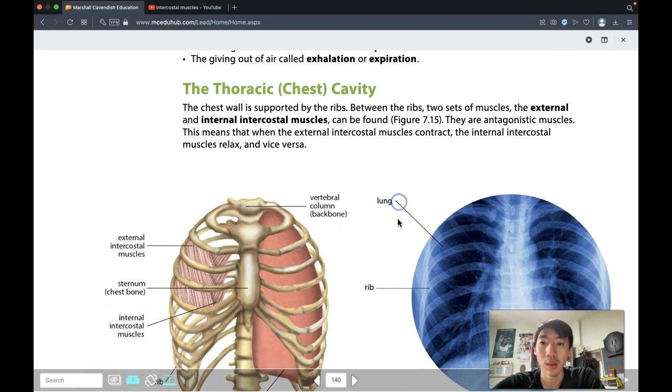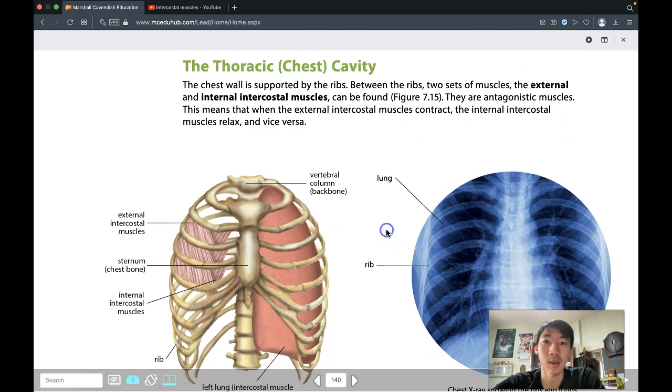Okay, so this is the thoracic cavity. Simple words, chest cavity. Now our chest is supported by our ribs, right? These are the bones that support our chest. In between each of the ribs, there are actually two sets of muscles, the external and internal intercostal muscles. These are antagonistic muscles. Okay, what's the meaning of antagonistic? Write this down. It means they work opposite of each other. When one contracts, the other will relax, and etc.